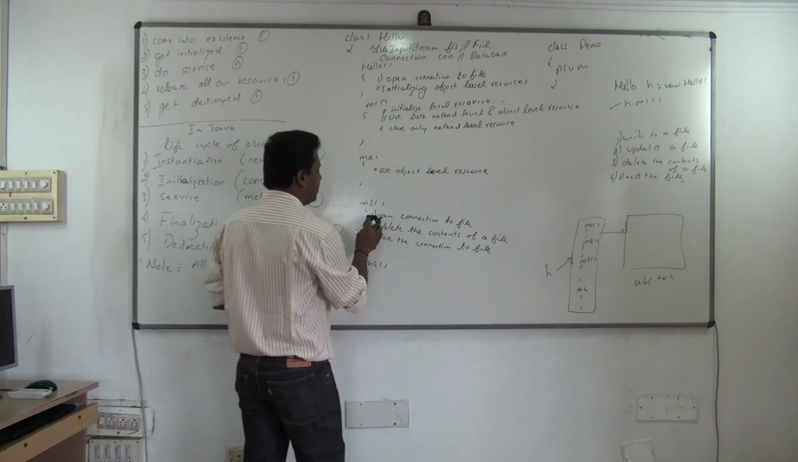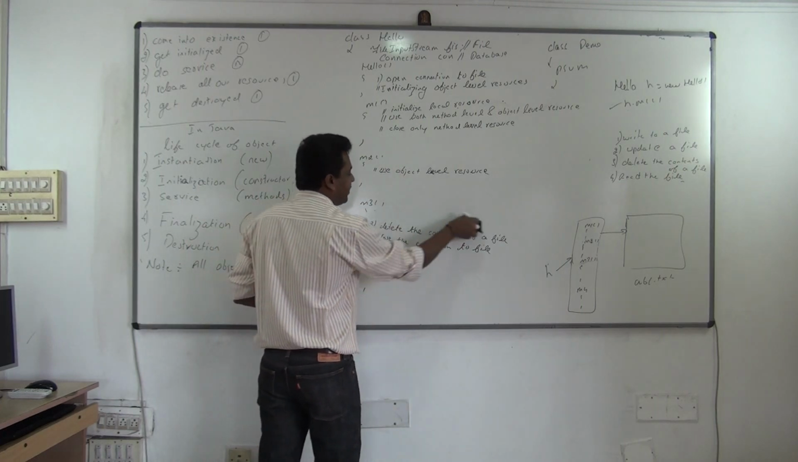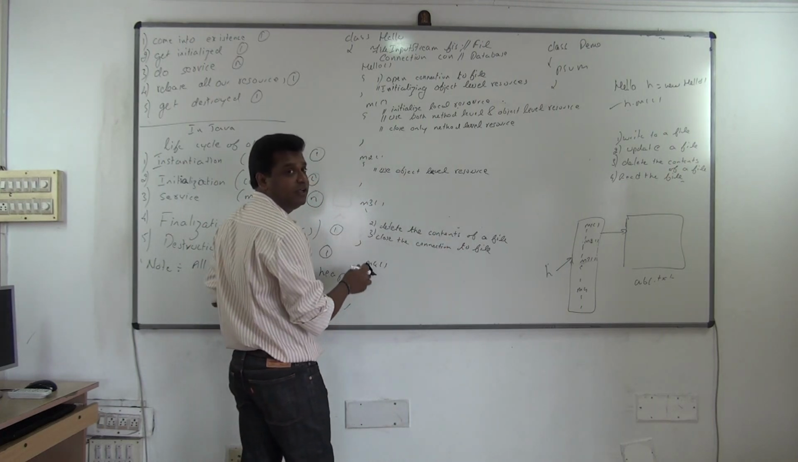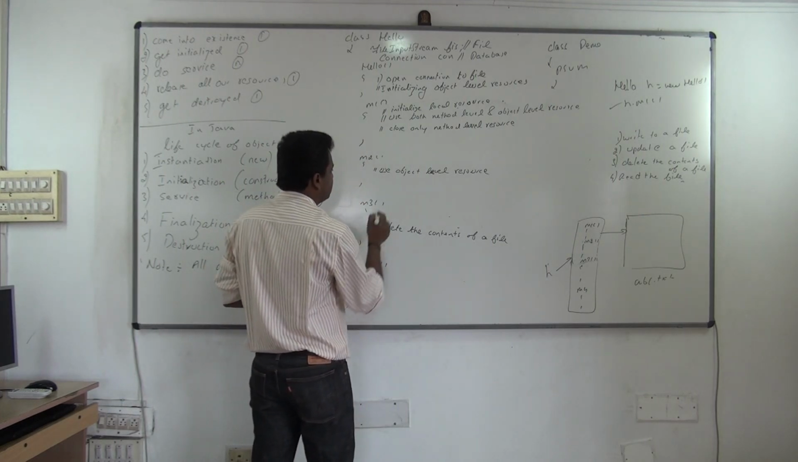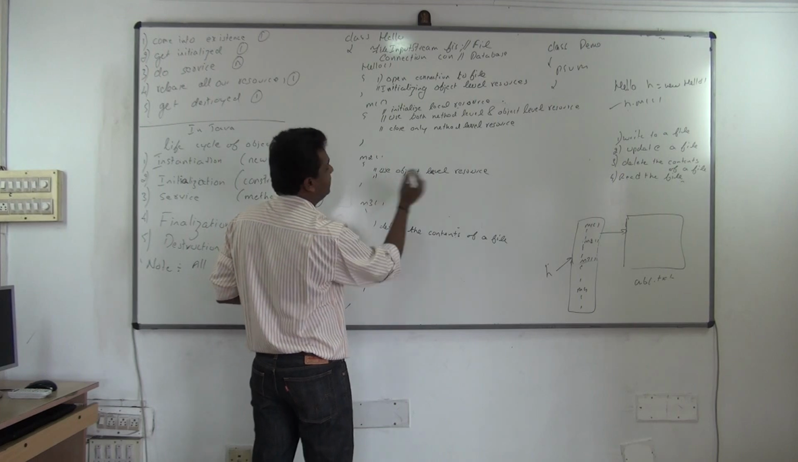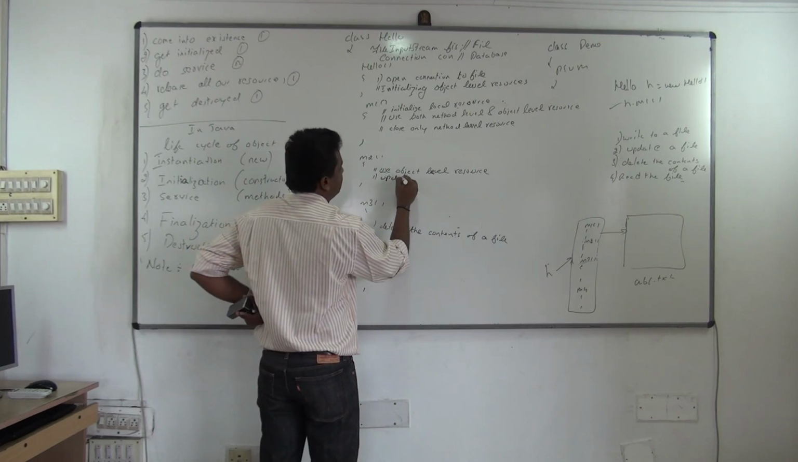Same way, M3 now. What will it do? It will not open the connection, because the connection is already open. It will only go on using the resource. See, it will only use it. See here, use object level resource means what? It will update the file. That's it.